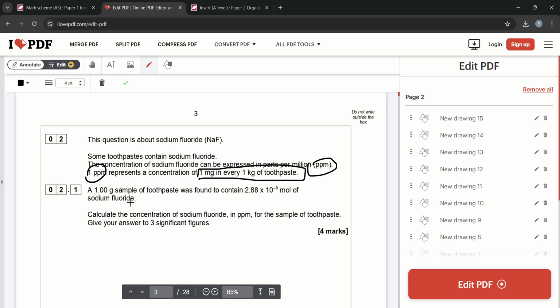The 1 gram sample is found to contain 2.8 times 10 to the power minus 5 mol of sodium fluoride. Calculate the concentration of sodium fluoride in ppm for the sample of toothpaste. Give your answer to 3 significant figures.